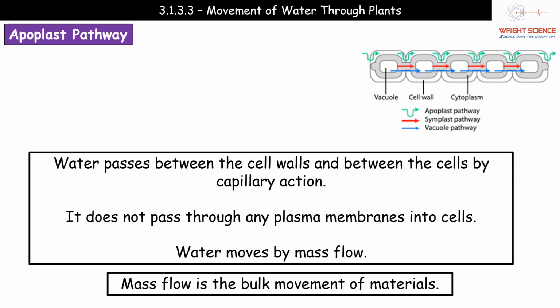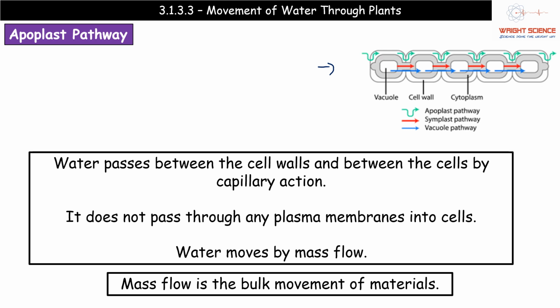So our first pathway, the Apoplast Pathway. What we're looking at here is that the water is actually going to pass between the cell walls and between the cells through this process of capillary action. Now, what we mean by this is that it's not actually going to go through any plasma membranes fully into those cells. So if we have a little look at the diagram in the top corner here, we can see it with the little green arrows on this one. So what it's actually doing is it's just moving between those cell walls, between each of those cells there, but it's not actually passing through the plasma membrane into the cytoplasm.